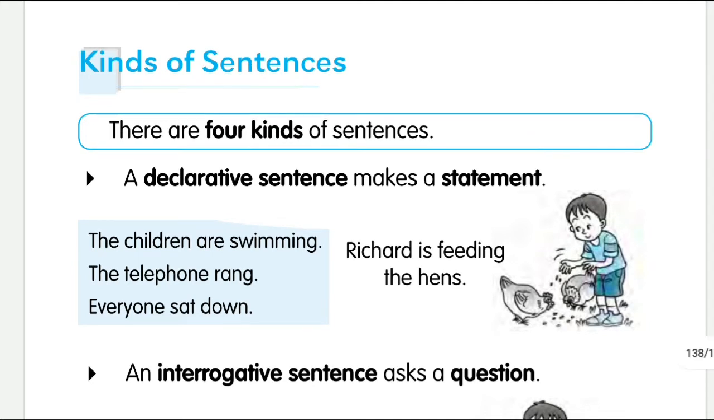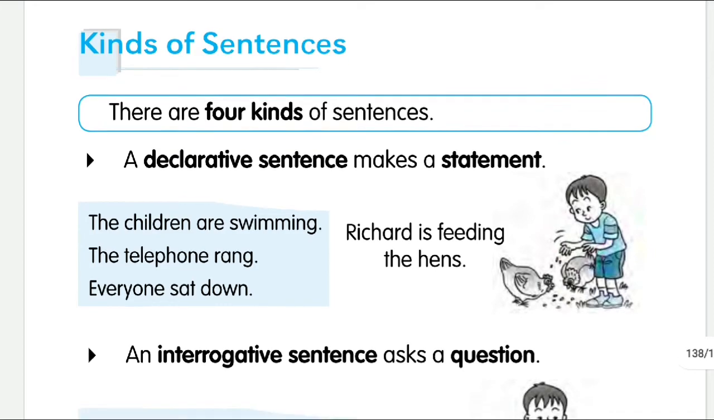For example, the children are swimming. Simple sentences are there. The children are swimming. The telephone rang. Everyone sat down. Richard is feeding her the hands. The sentences which simply present a statement are called declarative sentences.